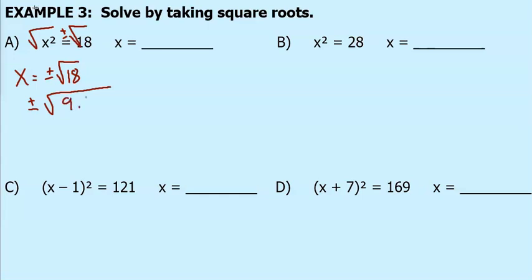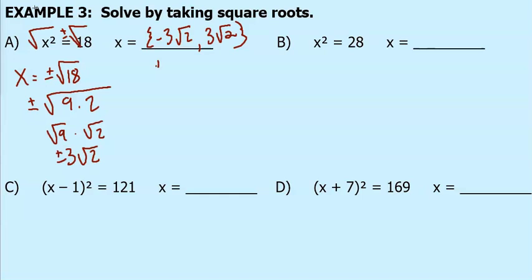18 is the same thing as 9 times 2. So square root of 9 times square root of 2, so it'd be 3 radical 2. So x equals plus or minus 3 square root 2. So we have negative 3 square root 2 or positive 3 square root 2. You could also rewrite it as plus or minus 3 square root 2. Either of those would work.